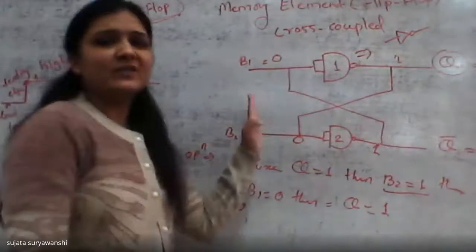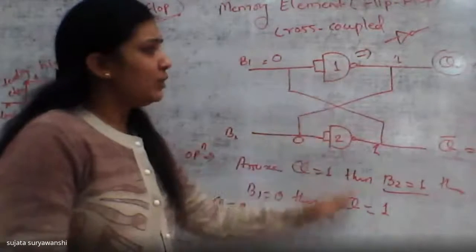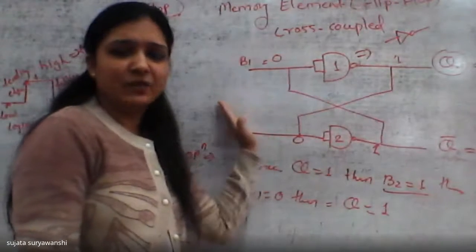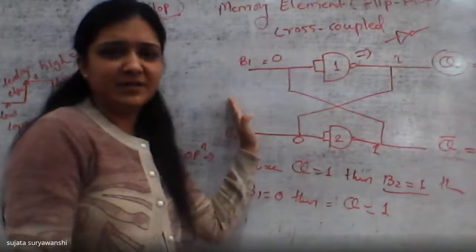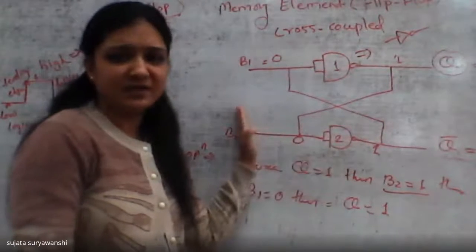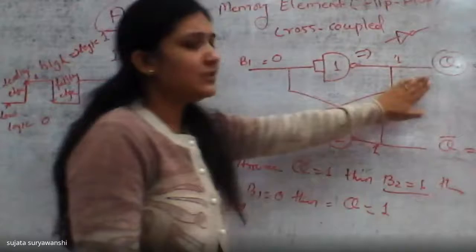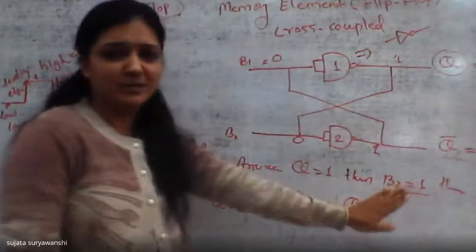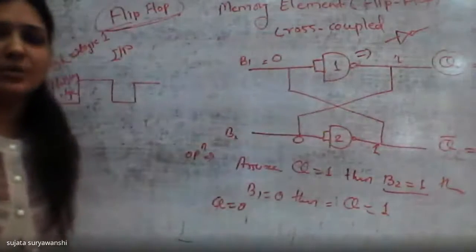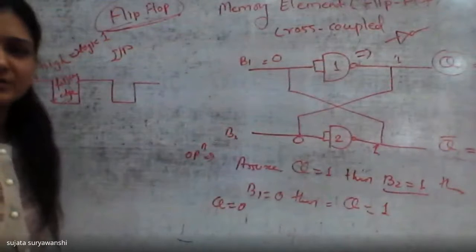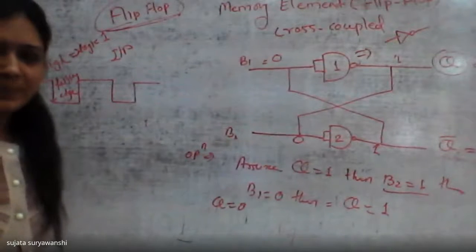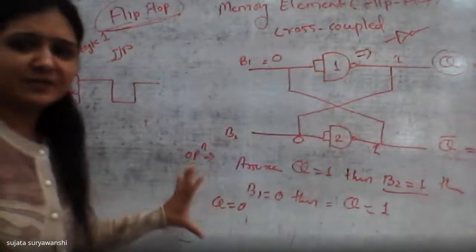In this way, we can say that the outputs of this flip-flop circuit have a complementary relationship. If Q is equal to 1, then Q complement becomes 0. If Q is equal to 0, then Q complement becomes 1. Understood or any doubt? Here, operations are very much important.